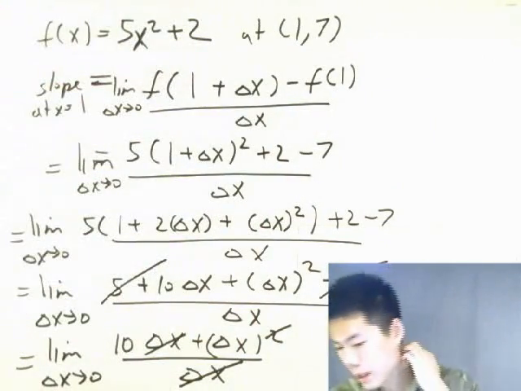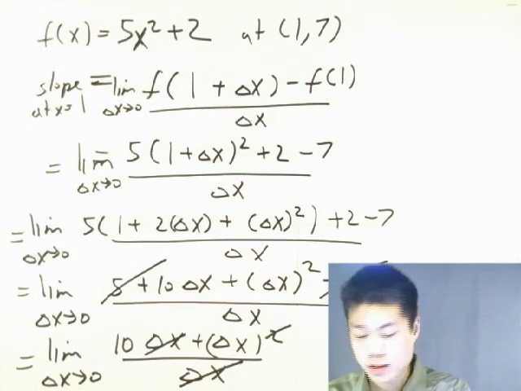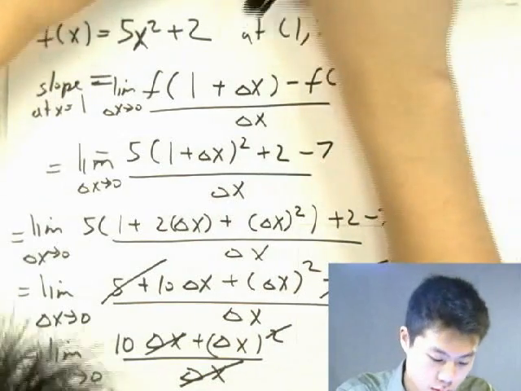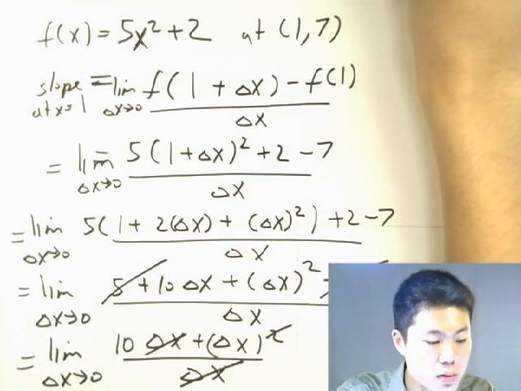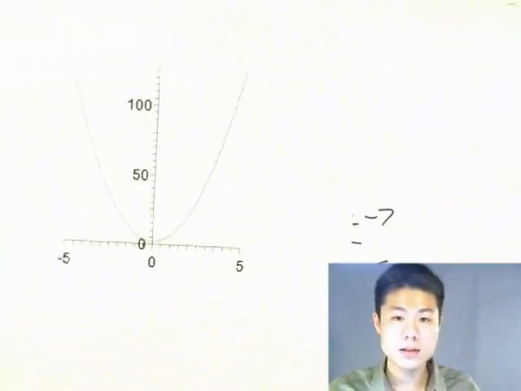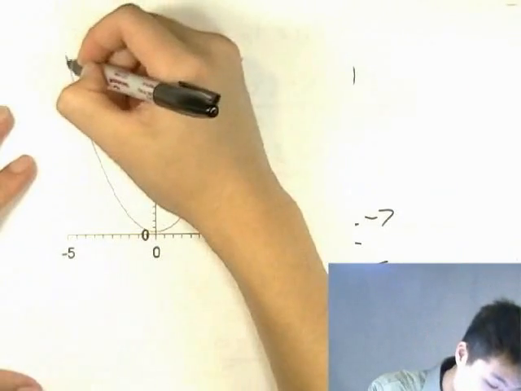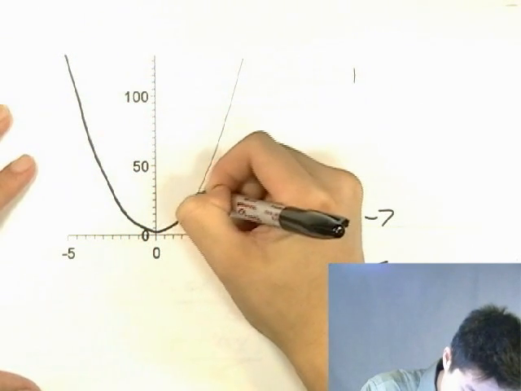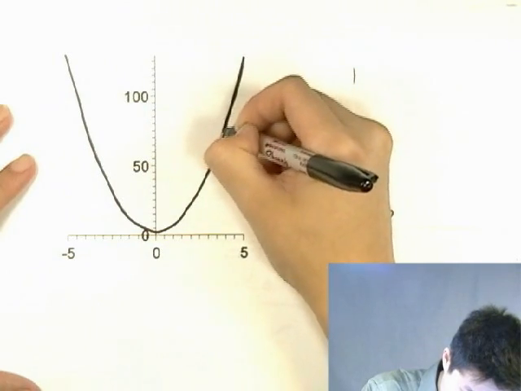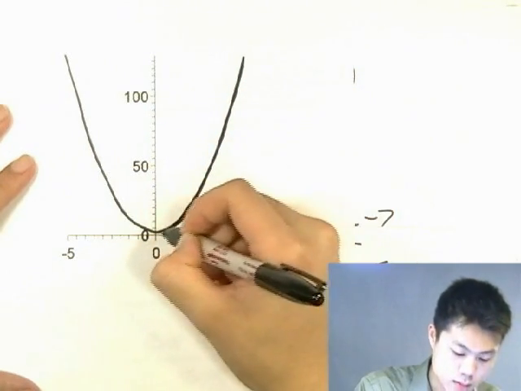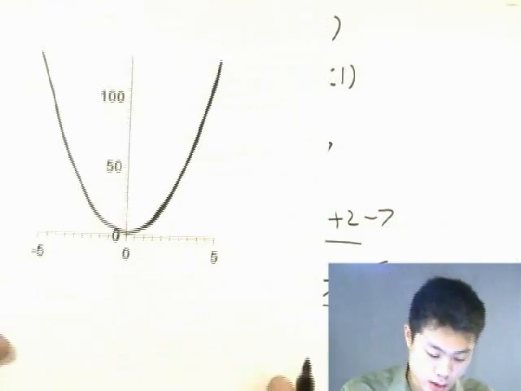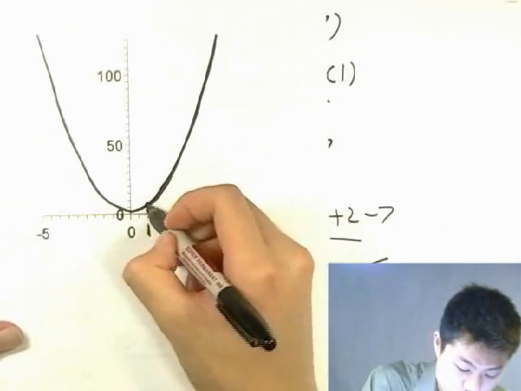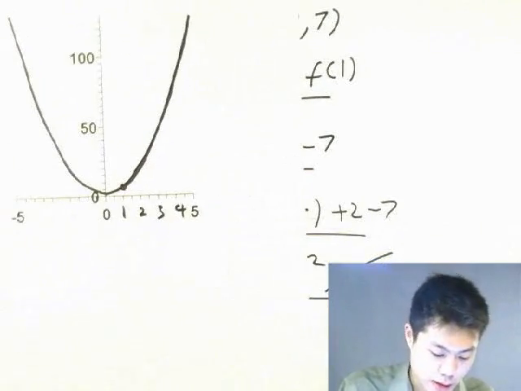I think I have a graph of that somewhere, if I can find it to show you guys. Here it is, a simple parabola. I'm going to draw it in. The point that we had was 1. So that's 1, 2, 3, 4, 5. 1's right there. So we expect the slope to be about 10.